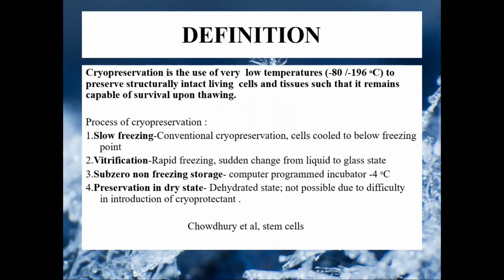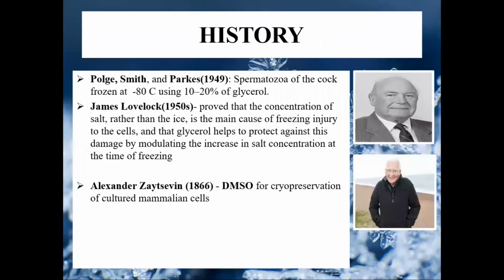Vitrification is a rapid freezing method where there's a sudden change from liquid to glass state. Sub-zero non-freezing storage is going to a sub-zero temperature, but without freezing, where it will be stored in a computer-programmed incubator at -4 degrees Celsius. And preservation in the dried, lyophilized state is not possible for stem cells due to difficulty in introduction of cryoprotectant. Moving on to the history.